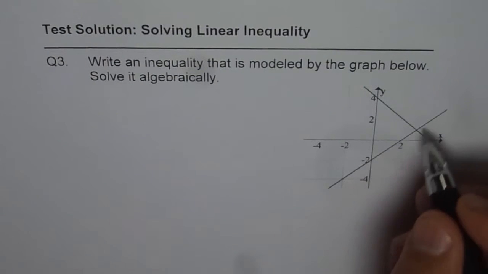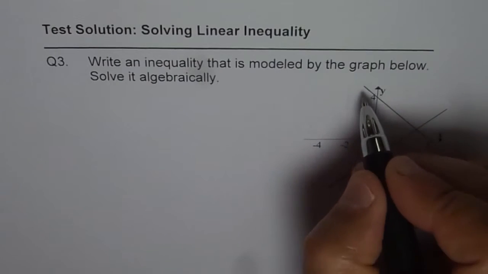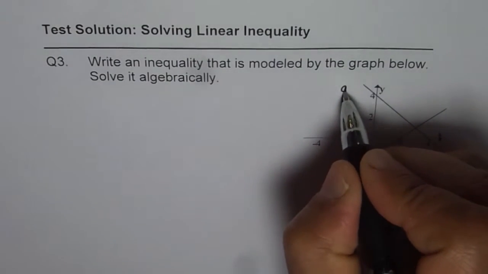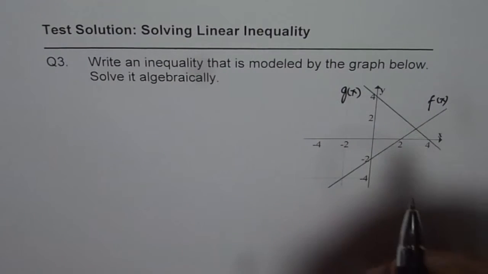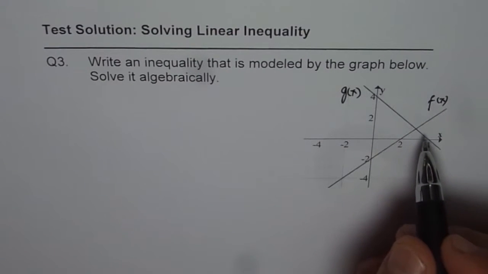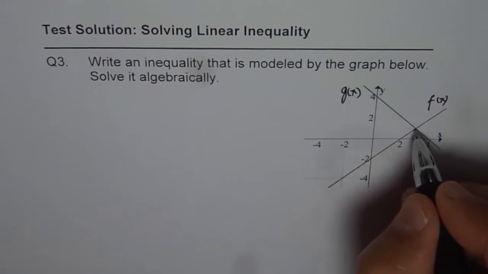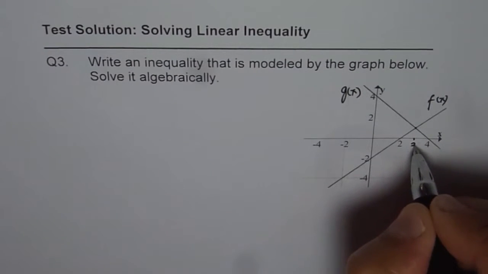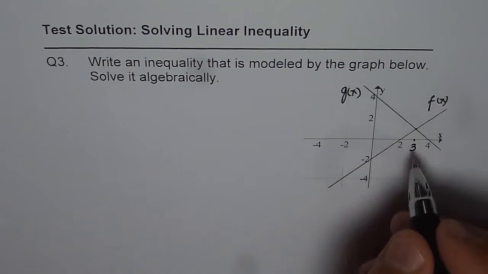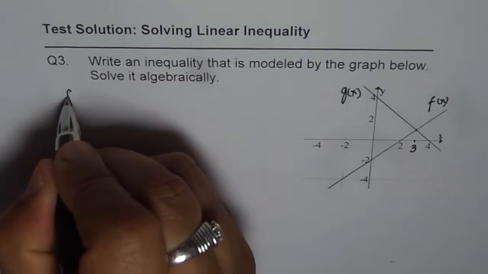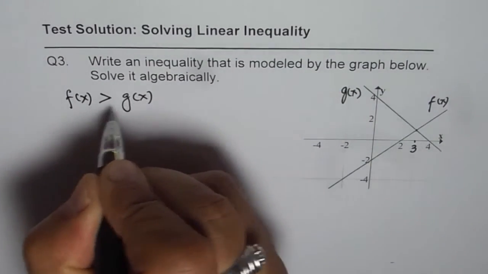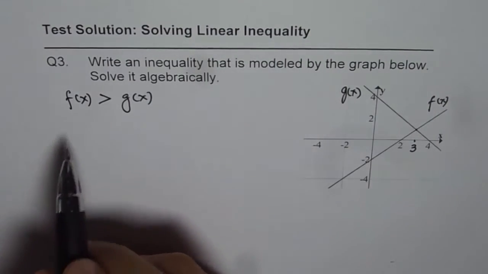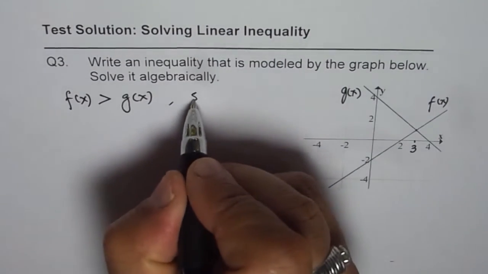Let us say these lines represent functions, and let's say this line represents a function g of x and that represents f of x. So we can write down an inequality, and well, let us say this point is 3 for us. Okay, so we can write an inequality as f of x is greater than g of x. That's an inequality, right? And the solution for this is what?